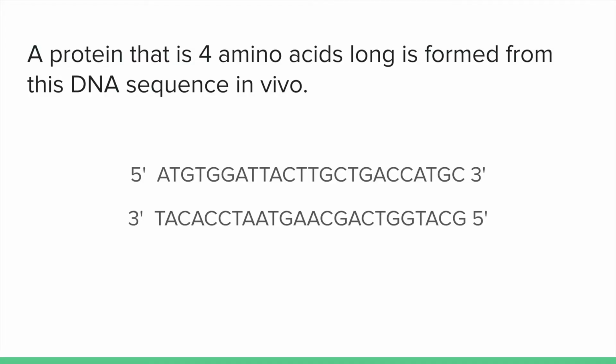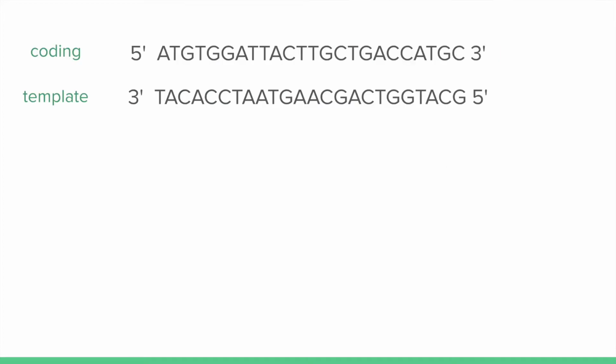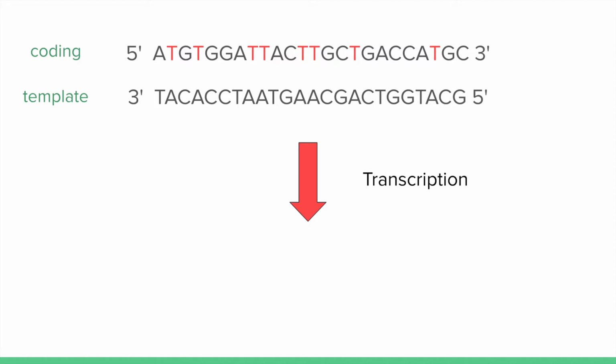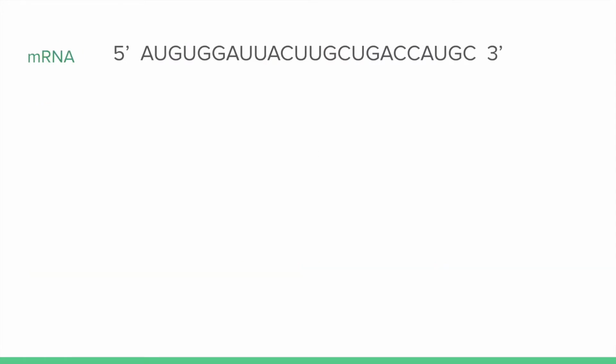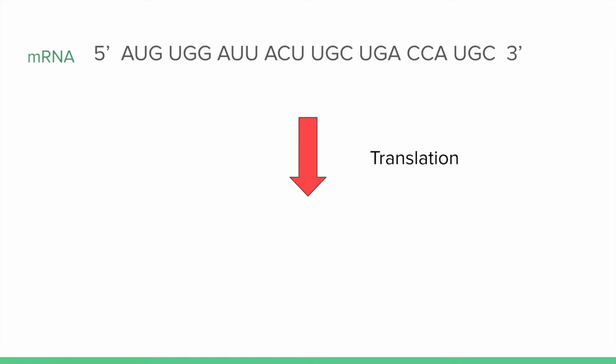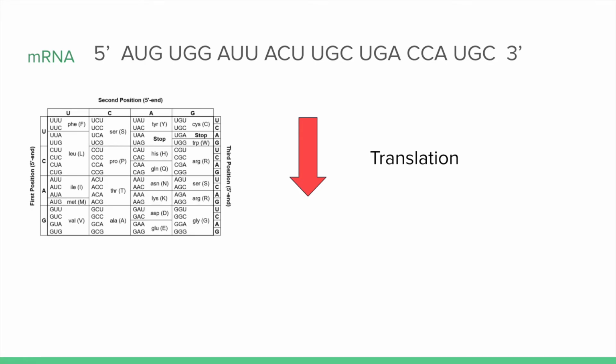So let's say we have a protein that is 4 amino acids long that is formed from this DNA sequence in vivo. We are able to label the top DNA strand as the coding strand and the bottom DNA strand as the template strand. During transcription, all of the T's from the coding strand are replaced with U's, which will give us the following strand of mRNA. We can then use this strand of mRNA in translation along with the handy-dandy coding dictionary to determine the amino acids in the protein. The start and stop codon are highlighted.